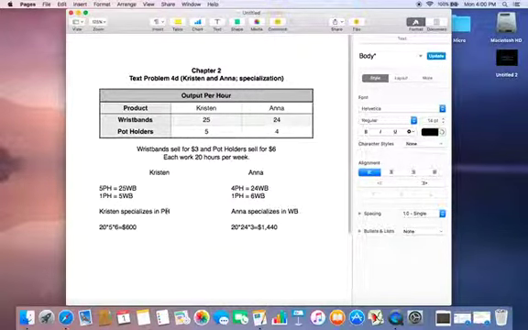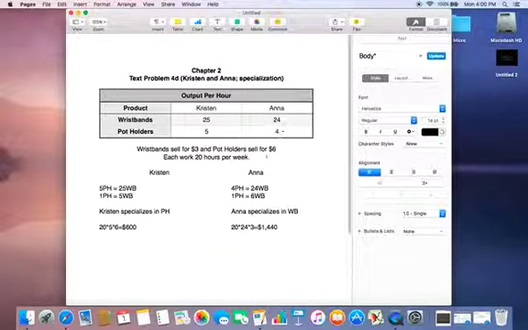So therefore, Kristen is going to specialize in potholders, and because we only have 2 goods and 2 people and a linear production possibilities frontier, Anna is automatically going to specialize in the other item. So Kristen's going to spend her 20 hours producing potholders. She produces 5 potholders an hour, and then we multiply by the price of potholders, which is equal to 6. So she's going to generate $600 worth of revenue.